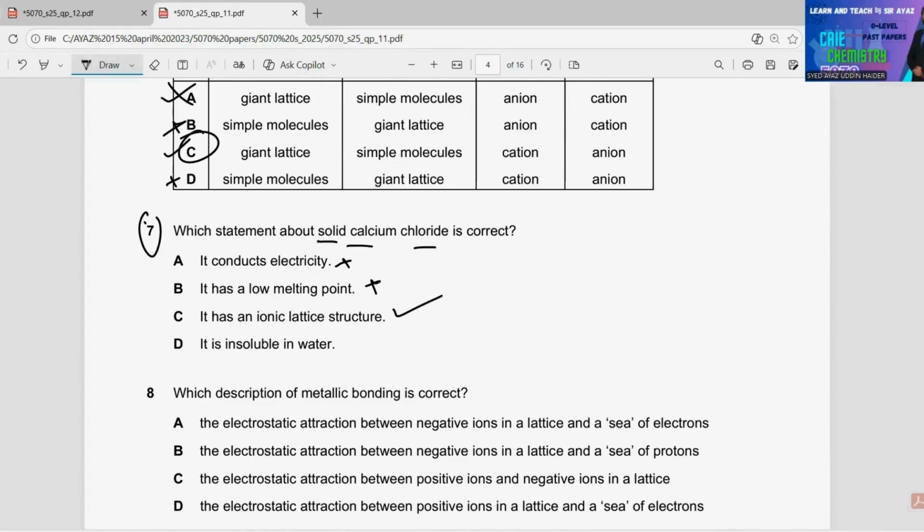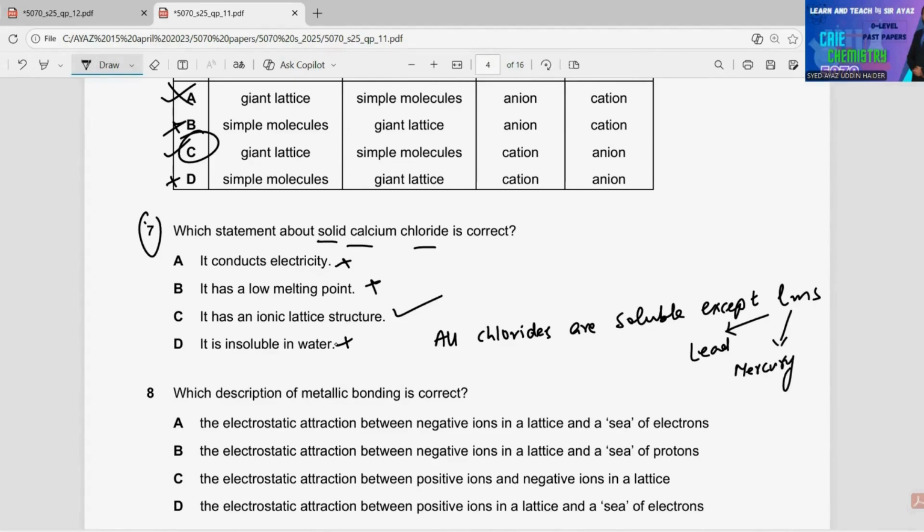For your convenience, I am checking the last statement. It is insoluble in water. This is also incorrect. So most of the ionic compounds are soluble in water. In this case, all chlorides are soluble except LMS. L for lead, M for mercury, and S for silver. These chlorides are not soluble, so it must be soluble in water. So C must be the right answer in this case.